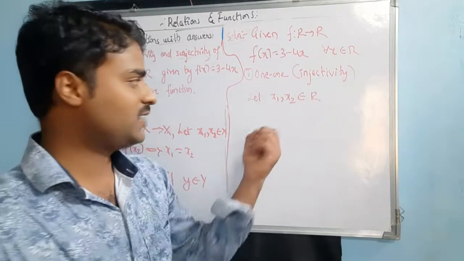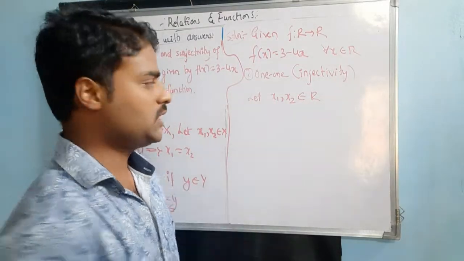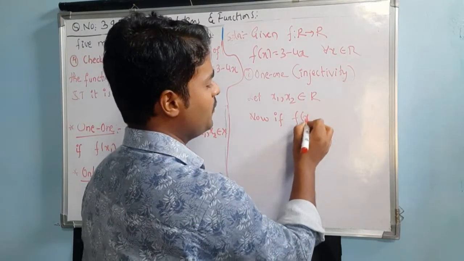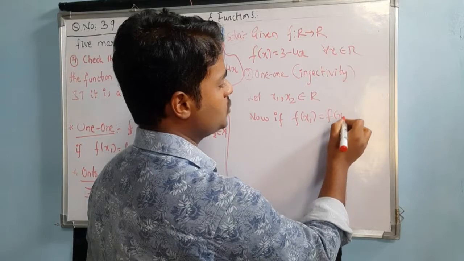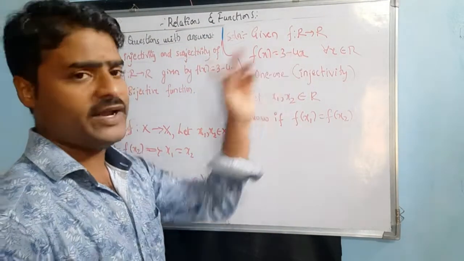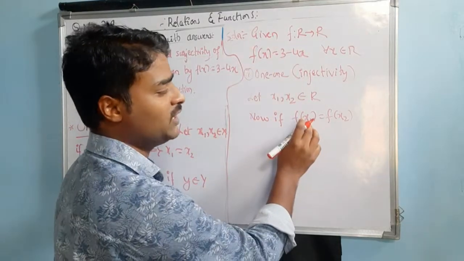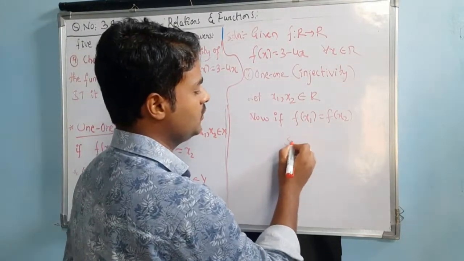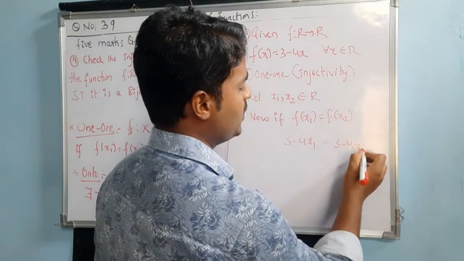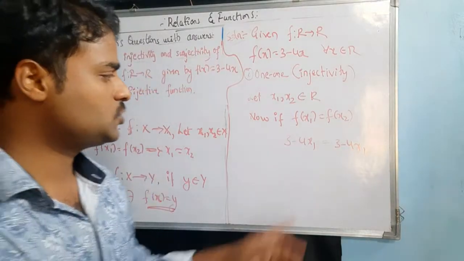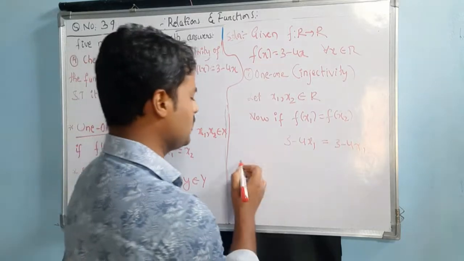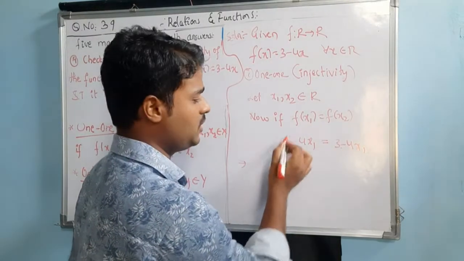So here, let x1, x2 belongs to r. ಎರಡು ಎಲಿಮೆಂಟ್ಸ್ ಬರ್ತವೆ x1 ಮತ್ತು x2, x1 and x2 belongs to r. Now if f of x1 equal to f of x2, what is the given function? 3 minus 4x. f of x ಅಂದ್ರೆ 3 minus 4x. So ಇಲ್ಲಿ x1 ಇರೋದಕ್ಕೆ ಇಲ್ಲಿ ಏನಾಗುತ್ತೆ 3 minus 4x1, ಇಲ್ಲಿ 3 minus 4x2, 3 minus 4x1 which is equal to 3 minus 4x2. ಹೌದಾ? ಸೊ ನೋಡಿ ಈ 3 ಸೇಮ್ ಐತಿ, ಇವೆರಡು ಕ್ಯಾನ್ಸಲ್ ಆಗುತ್ತೆ.